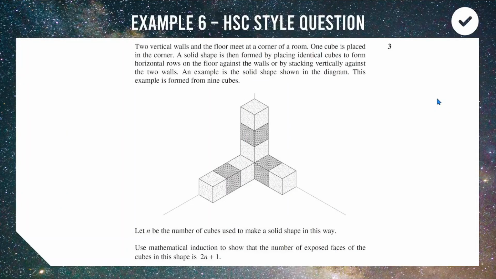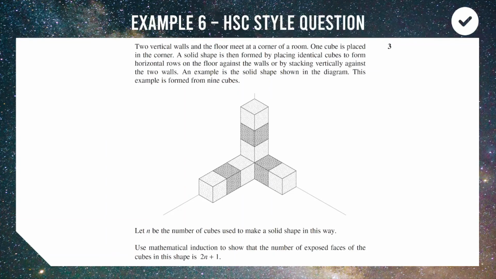Okay, onto our penultimate question. This comes from a NESA sample exam from 2020. It's a bit of an interesting one. We've got cubes being stacked in the corner of a wall that go either up against the wall or along the other two walls, making a solid shape. The one here has 9 cubes. Let n be the number of cubes used to make a solid shape in this way. Use mathematical induction to show that the number of exposed faces of the cubes in this image is 2n plus 1. Okay, we're trying to prove that n cubes will have 2n plus 1 exposed faces.